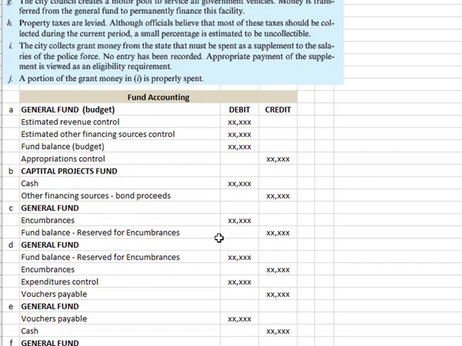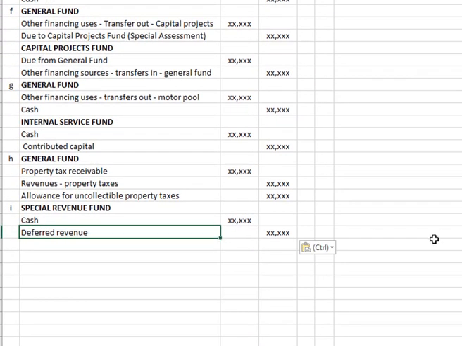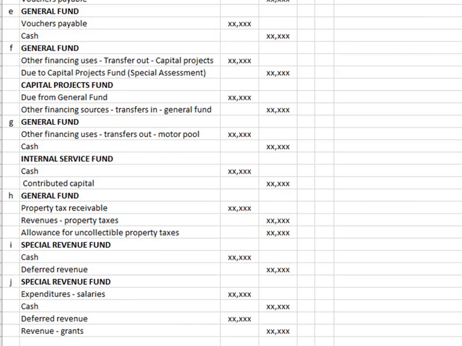Okay, and then in J, a portion of the grant money is spent. So we'll be able to record some of that revenue and reverse a portion of the deferred. Not all of it, apparently, but a portion of it.